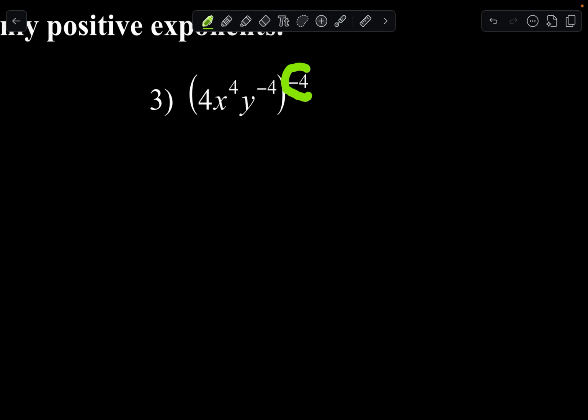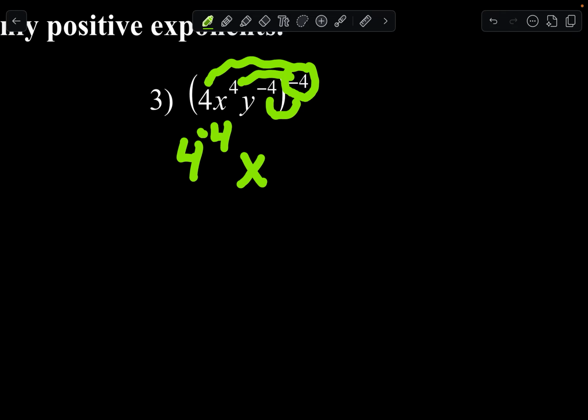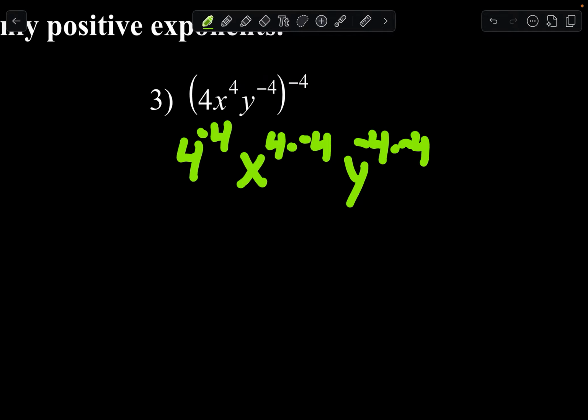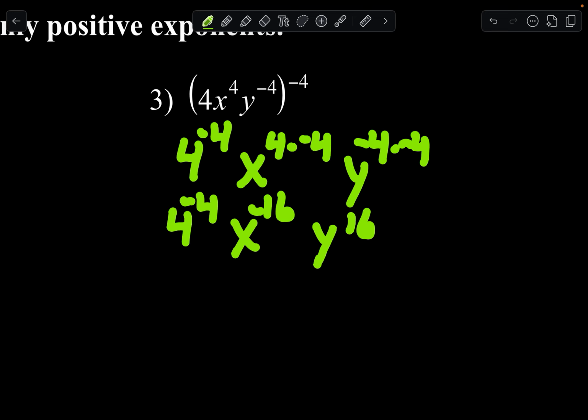I would distribute this exponent in against everything on the inside. So that would be 4 to the negative 4th, x to the 4 times negative 4, and y to the negative 4 times negative 4. All right, so 4 to the negative 4th, this is going to be x to the negative 16th, and this right here, negative 4 times negative 4 is y to the positive 16th.